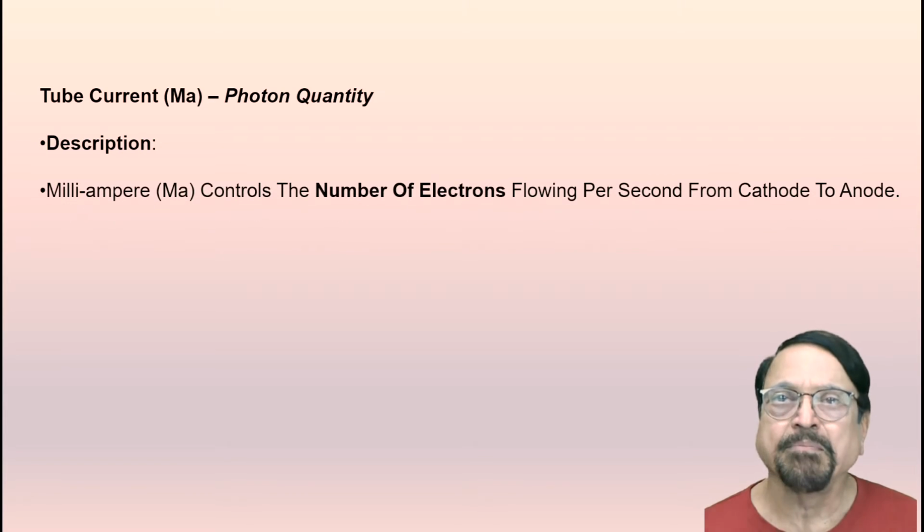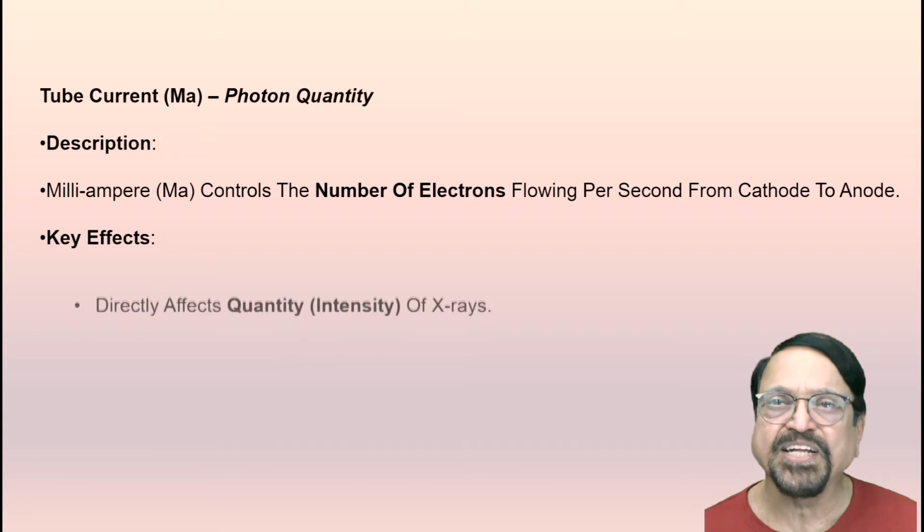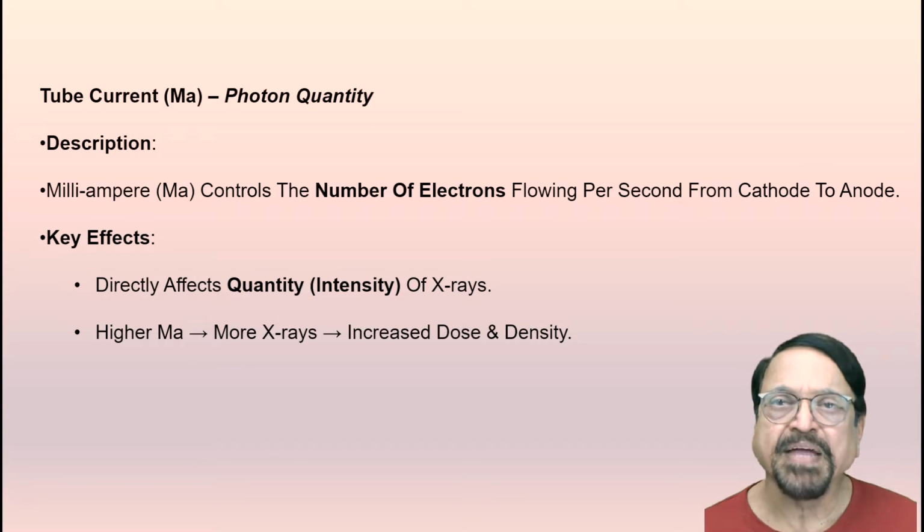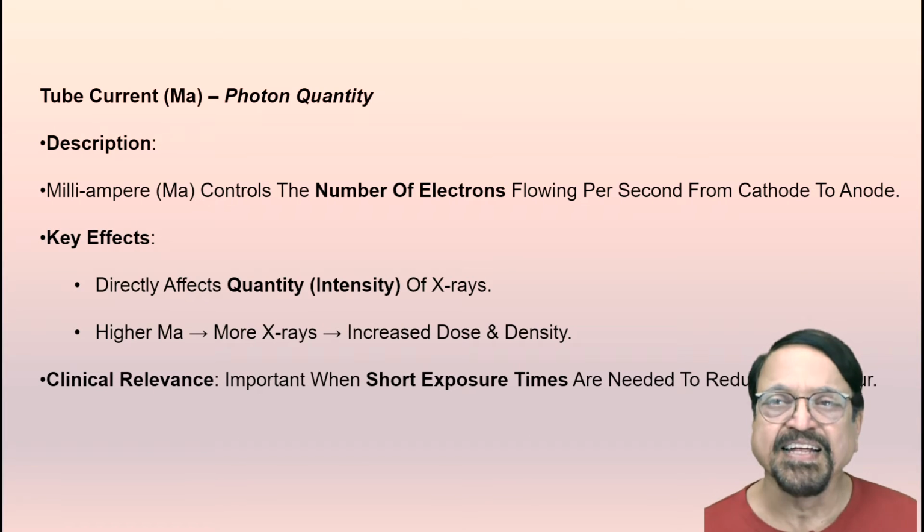Description: the milliampere controls the number of electrons flowing per second from the cathode to the anode. What are the key effects? It directly affects quantity, that is the intensity of the X-rays. High MA will result in more X-rays, which will result in increased dose and increased density. Clinical relevance is important when short exposure times are needed.